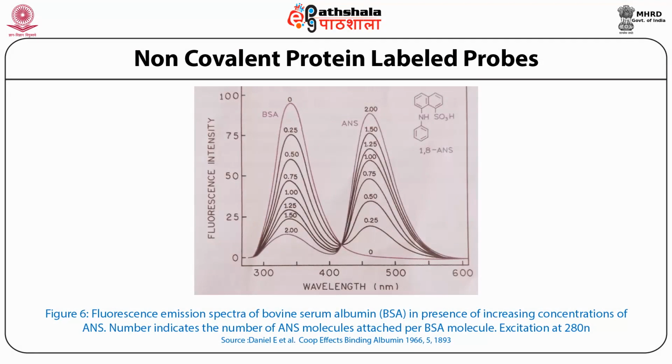This slide shows you fluorescence emission spectra of bovine serum albumin in the presence of increasing concentrations of ANS. The number indicates the number of ANS molecules attached per bovine serum albumin molecule. The excitation wavelength is 280 nanometers.